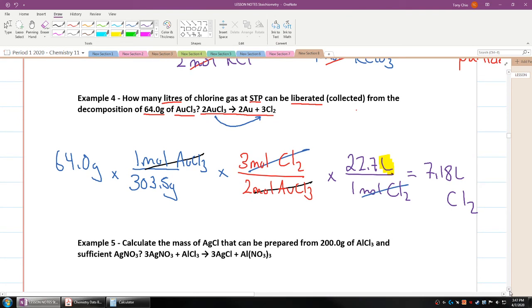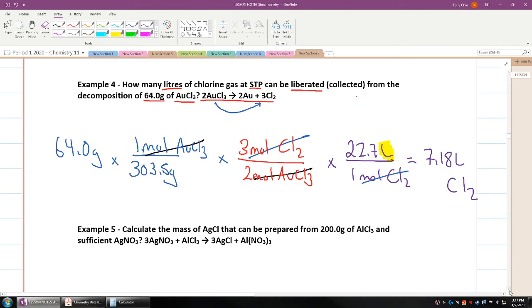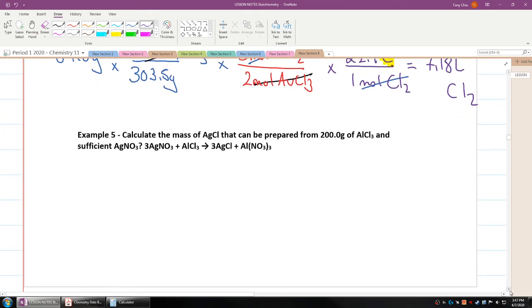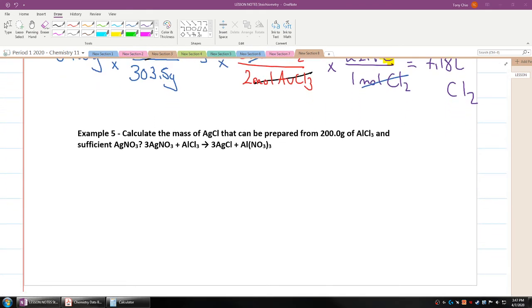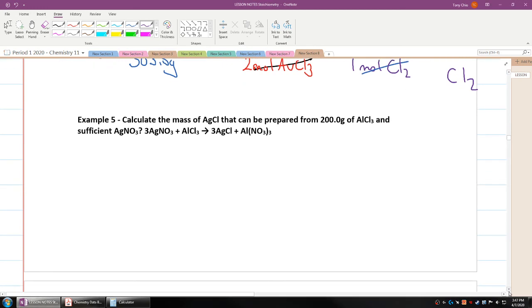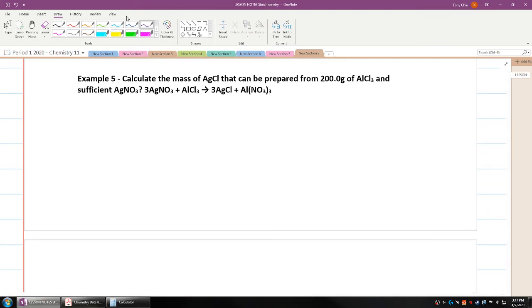So again, if you want to pause the video anytime to practice the next few questions, you can. But I'll move on to the next example, which is example number 5, and then finish off with example number 6 so that we can finish up today's lesson. Now example number 5 is calculate the mass of silver chloride that can be prepared from 200 grams of aluminum chloride. Okay, so that means you want to solve for this, and you're given this.